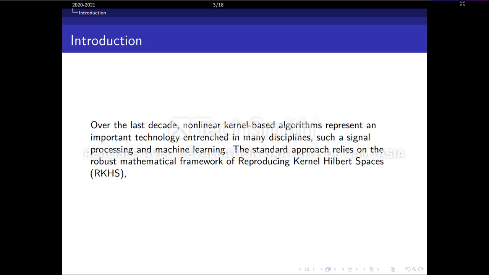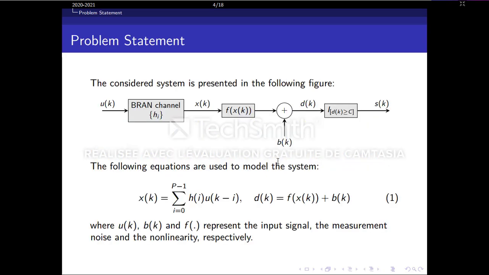Problem statement. The identification of systems using binary output has been an important research topic for several years. The main motivation is found in many applications and systems, due mostly to the recent explosive development in computer and communication networks. So let's consider a nonlinear system with binary value output represented in this figure. It consists of a finite impulse response followed by a nonlinear static function. The following equations are used to model the system, where E, B, and F represent the input signal, the measurement noise, and the nonlinearity respectively. And the output S is described by the following equation, where C is the finite impulse response.